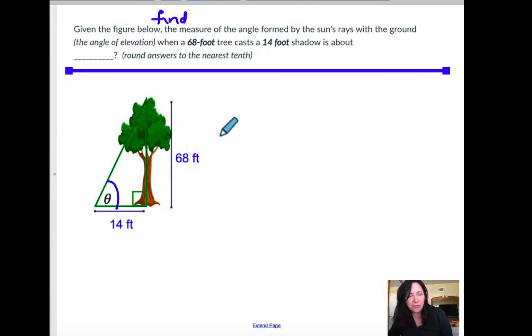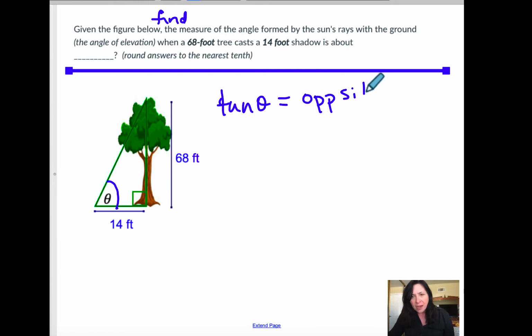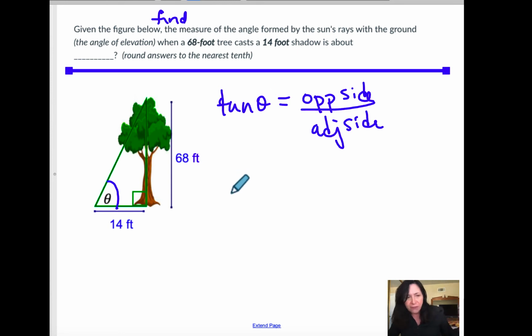So finding the measure of the angle, we're going to say that's opposite over adjacent. So we're going to use this formula: tangent of theta is equal to the opposite side over the adjacent side. Okay. And so remember, we don't have theta. We're looking for theta. Theta is just a symbol that represents an angle.